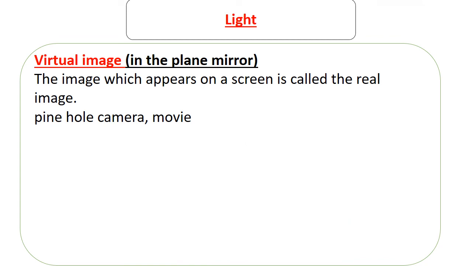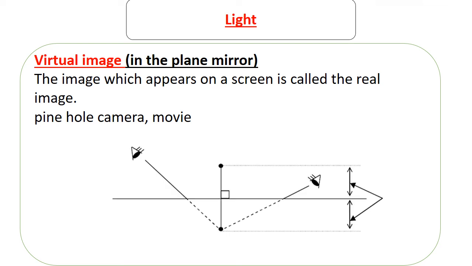The opposite of the virtual image is called a real image, which is just the image which appears on a screen. An example of a real image is a pinhole camera, which we must have learned in grade 6. I don't know if they're still teaching the pinhole camera. Then also the image we see in movies is a real image. It's actually an image that has been projected on a screen. That's why we can see it on the screen. So this is an experiment to determine the location of a virtual image.